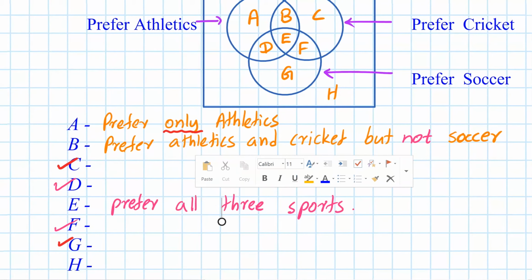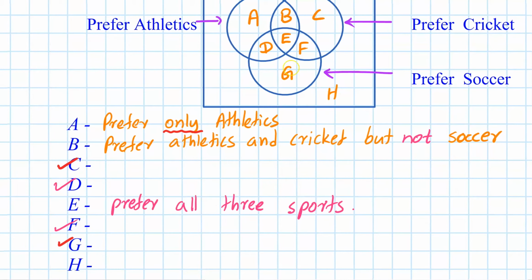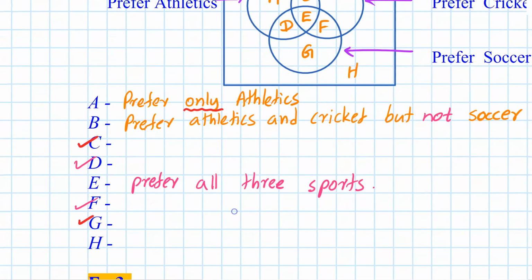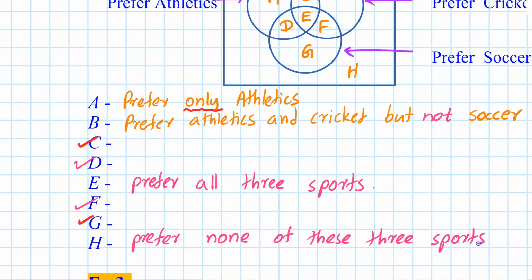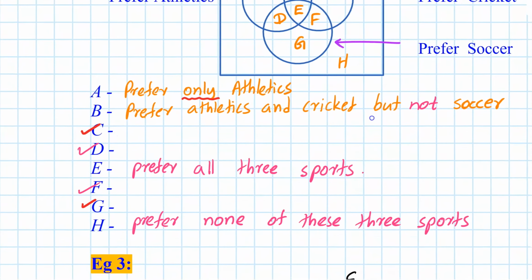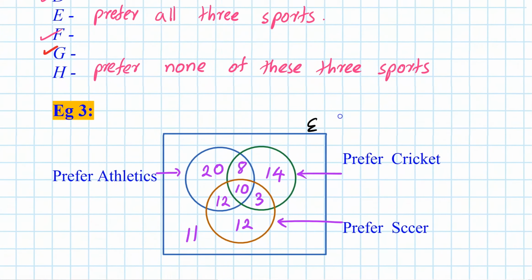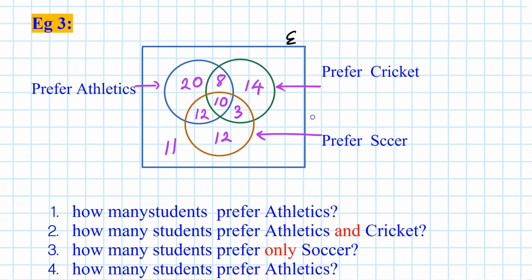Well, the final one that we are going to look at is H, which is outside all of these three. We can say prefer none of these three sports. Well, now we have identified the areas. Let's have a look at how we can put this in more number sense, where we have the numbers.